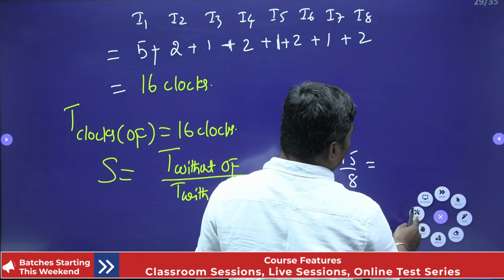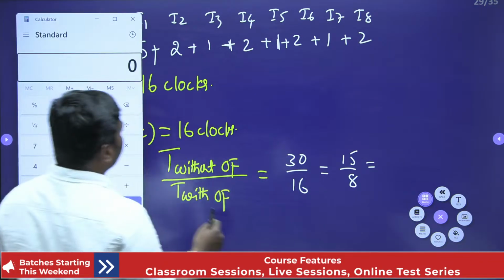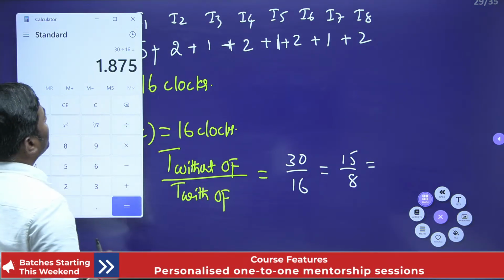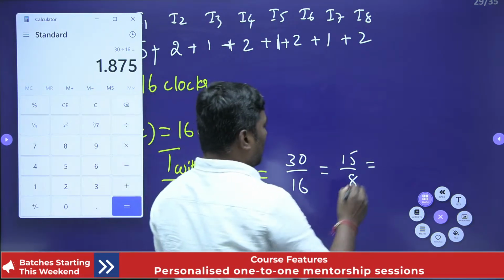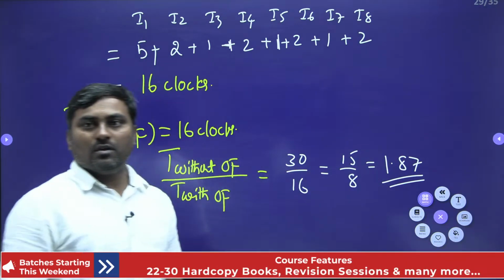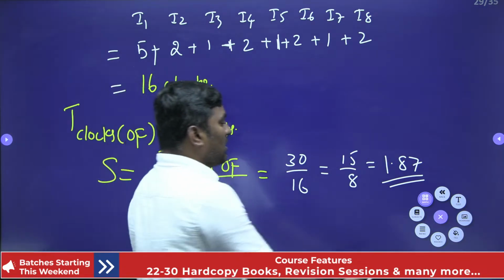Up to what decimal? Up to 2 decimals they said? So 30 by 16 is giving 1.87. So 1.87 is the right answer for this question, ma'am. I hope you understand. Easy.